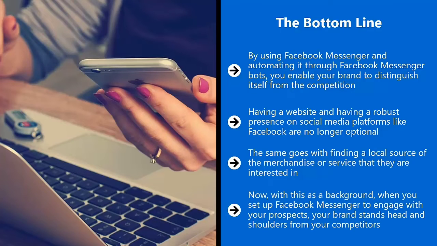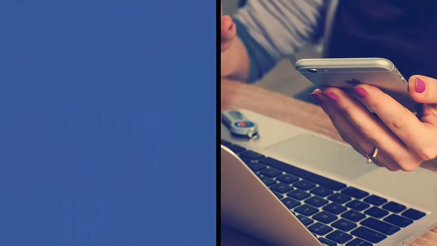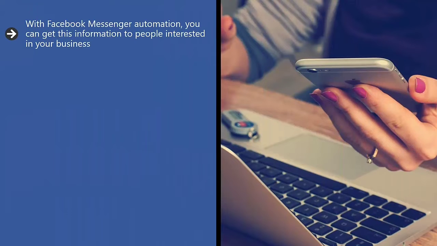Now, with this as a background, when you set up Facebook Messenger to engage with your prospects, your brand stands head and shoulders from your competitors. Your competitors might just be unavailable, or people who would otherwise be interested in what your competitors would have to offer would not do business with them because they can't get the information they need at precisely the time they needed it. With Facebook Messenger automation, you can get this information to people interested in your business.